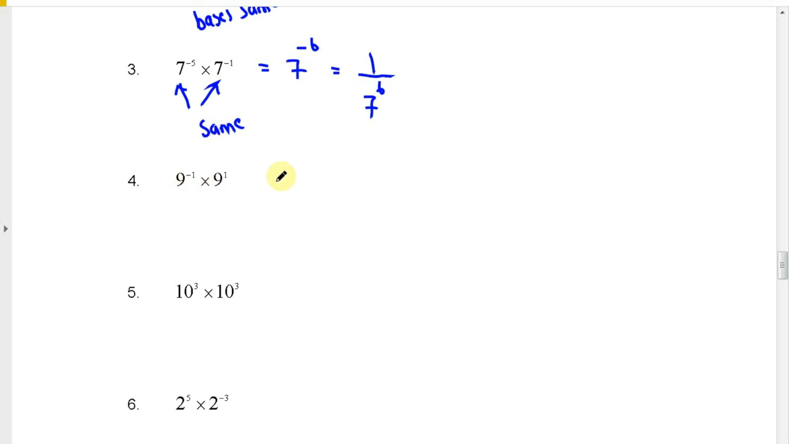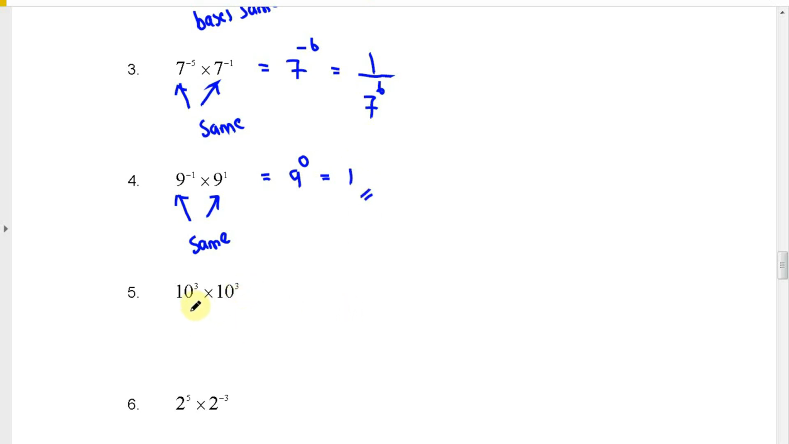Right, for question number 4. So are the bases the same? Let's check. Base of 9 here, base of 9 here. The bases are the same, and we're multiplying. So we're going to have 9 to the power. Let's add the powers. Minus 1 plus 1 is 0. And remember, any number to the power 0 is 1.